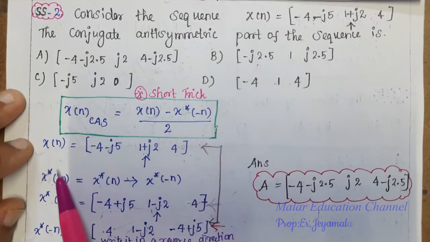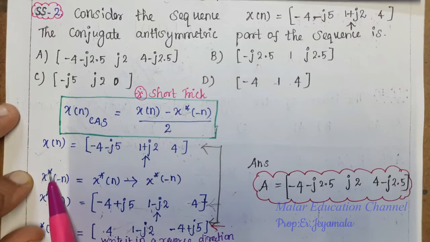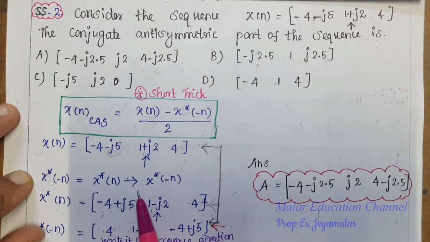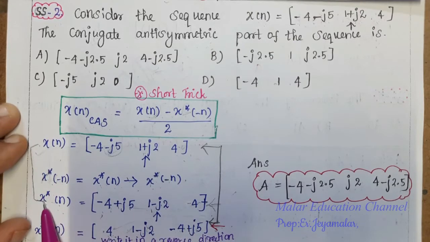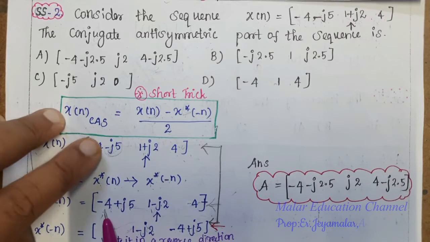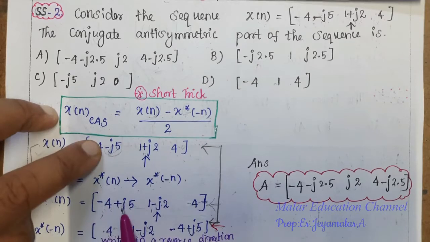Next, x star of minus n. Complex conjugate means only the sign of the imaginary part of the term changes. Let's compare x of n and x star of n. Minus 4 is a real term, so minus 4 stays as it is. Next, the imaginary part here is minus j5, so x star of n has plus j5.